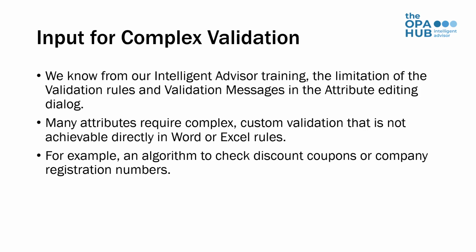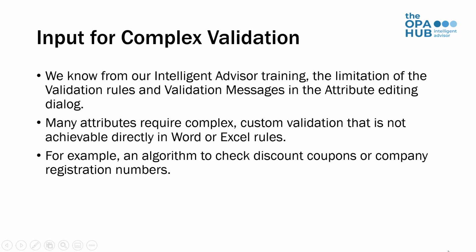So we know from our Intelligent Advisor training that within the attribute definition, there's something called a validation message, and you can set up a simple validation, for example, a minimum and a maximum value if it's a number, or if it's a text string, you can include a regular expression. But that has significant limitations, and in real life, attributes may require complex custom validation that isn't achievable directly in Word or Excel rules, because maybe it uses an algorithm, or it requires iterating over every character in the attribute. A good one would be a famous algorithm that is used to, for example, check the validity of discount coupons, or indeed in some countries is used to verify the format of a company registration number.